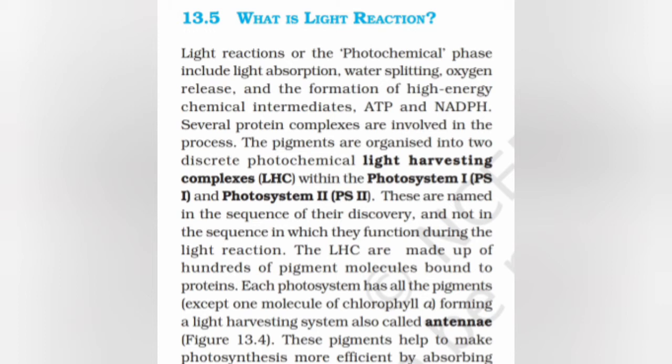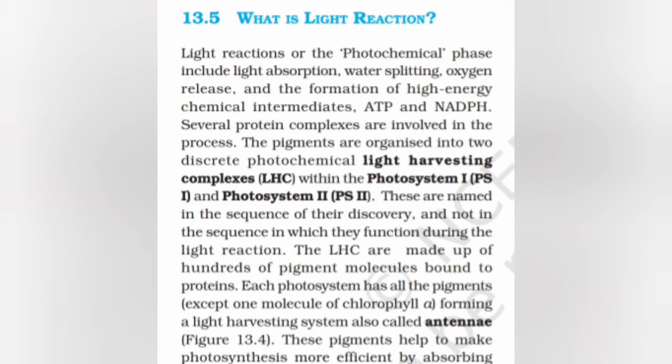Several protein complexes are involved in the process. The pigments are organized into two discrete photochemical light harvesting complexes, LHC, within the photosystem PS1 and PS2. So there are two photosystems PS1 and PS2 in which all the pigments are organized. These are named in the sequence of their discovery and not in the sequence in which they function. Keep in mind, they were named as they were discovered, not according to their function.